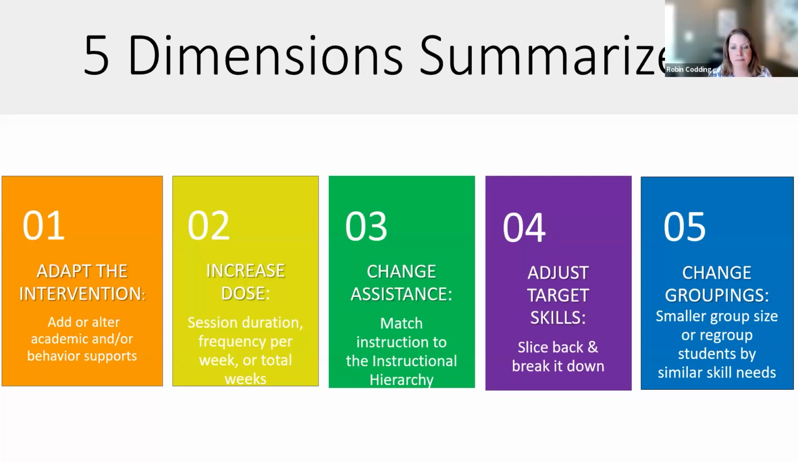Third, we can change assistance or matching instruction to the instructional hierarchy. Where is a student skill development and how do we match instructional strategies accordingly? Fourth, we're going to adjust the target skills. This can be really important. We're going to slice back, meaning we're going to focus on prerequisite skills that are missing, and we're going to break it down. Small pieces of information at a time and consider how much information we're providing in any given session. We want to think about then making sure students master that content that we provided before moving to the next bit of content. And then fifth, changing groupings. So having smaller group size or regrouping students by similar skills.